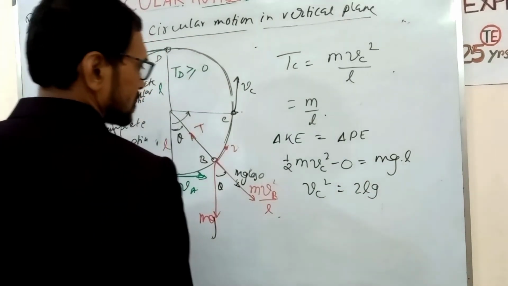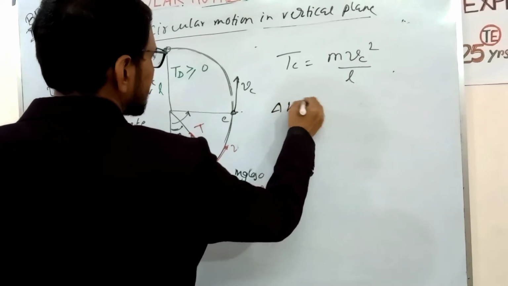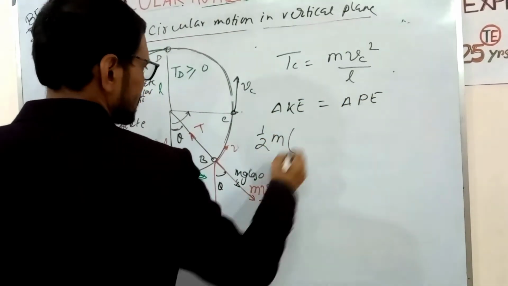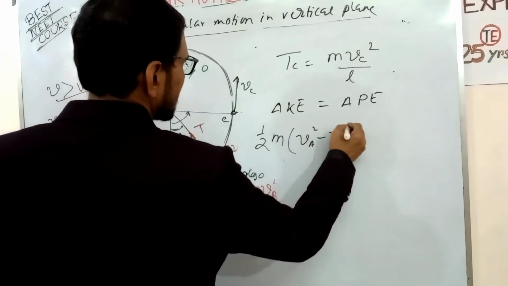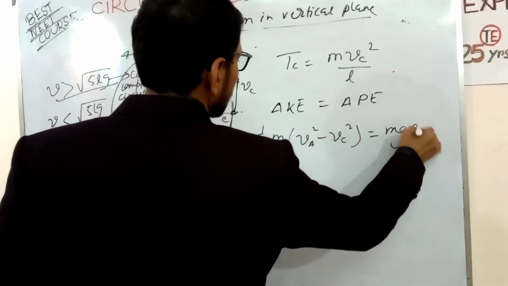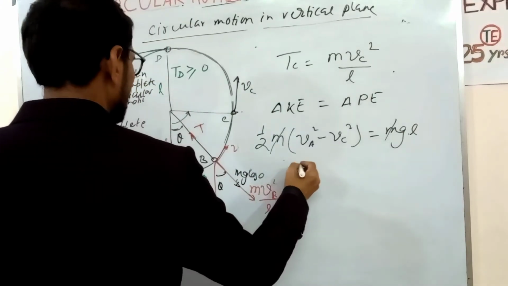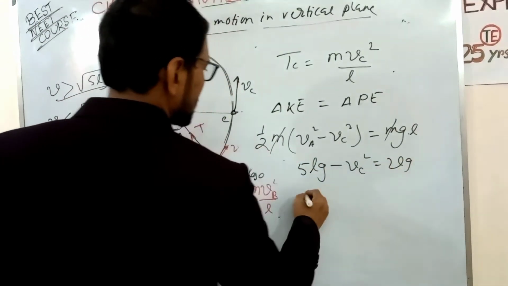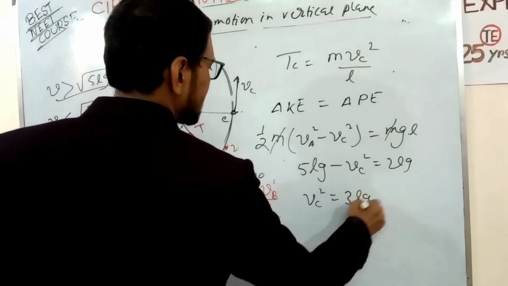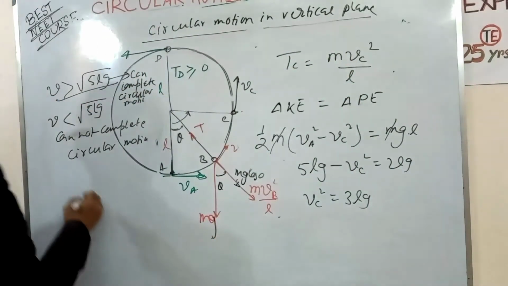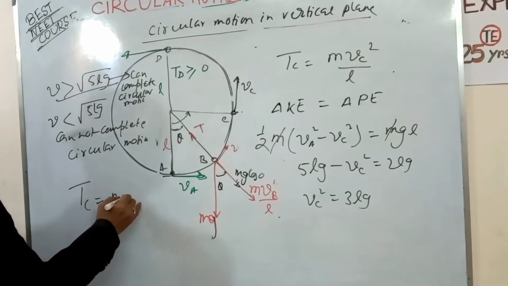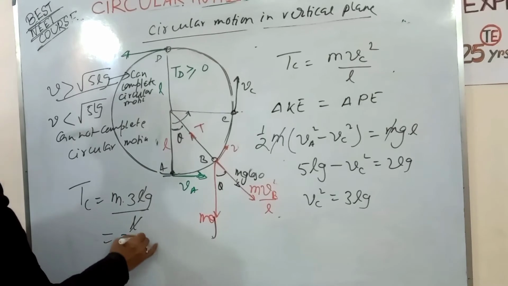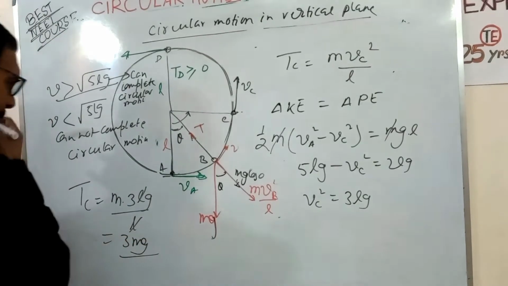So let's use change of kinetic energy equal to change of potential energy, which is half m v square minus half m vc square equal to mg into L. Cancel m, and we get v square equal to 5lg, minus vc square equal to 2lg, so vc square equal to 3lg. Now putting it here, we get Tc equal to m vc square by L, which is m into 3lg by L. L cancels, so we get 3mg. So the tension at C equals 3mg.